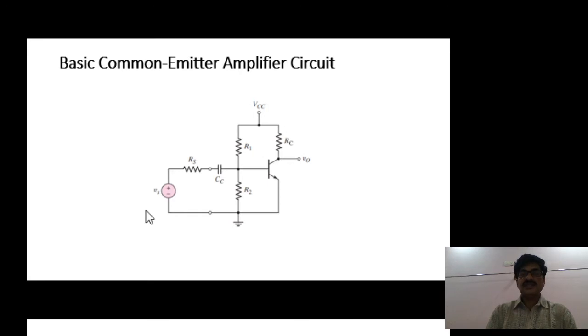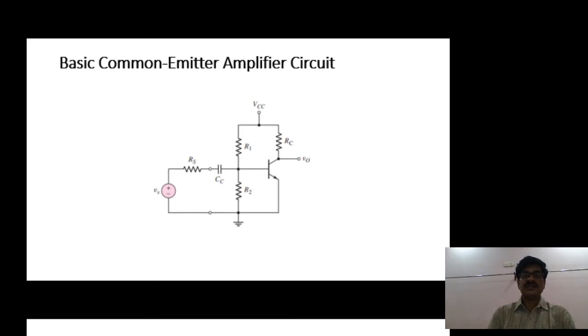And a signal is coupled to the base of the transistor with the help of a coupling capacitor. This is called a coupling capacitor. Its purpose is to connect the signal from the source to the base of the transistor. Here Vs is the AC signal source, and its internal resistance is Rs.